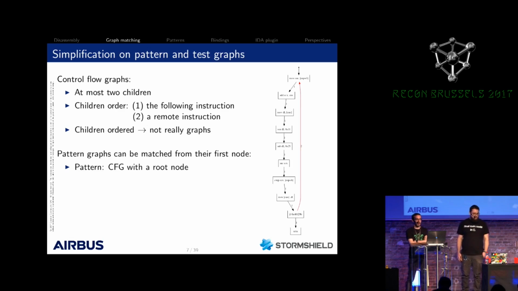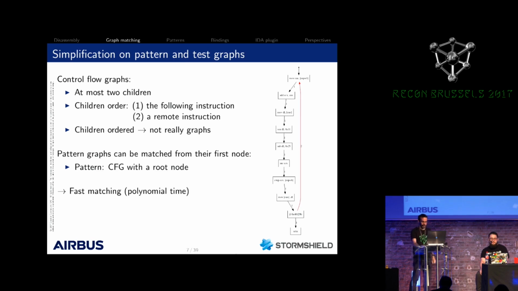The other thing we can say about patterns, so I talked about control flow graphs in general, but patterns are specific. As we saw earlier, it's easier to match them from their first node. So we will force that every pattern has a first node. It's a root node, such that from this node, every other node of the graph can be reached. On the example on the right, that is our pattern for Backspace, you have the first node on the top, which is a root node, because from it you can reach every other node. Okay, so with this restriction, we will have fast matching.